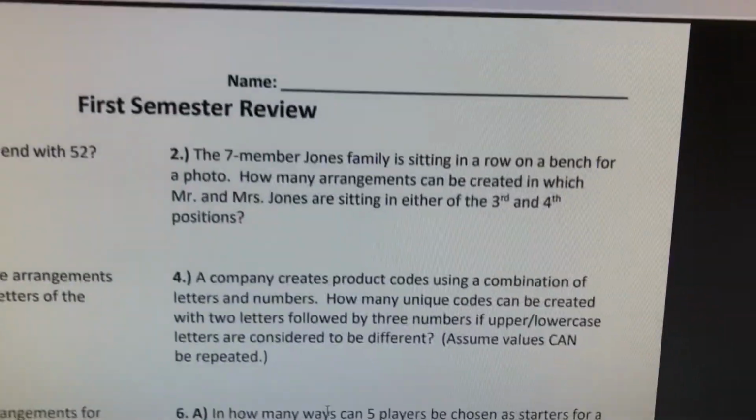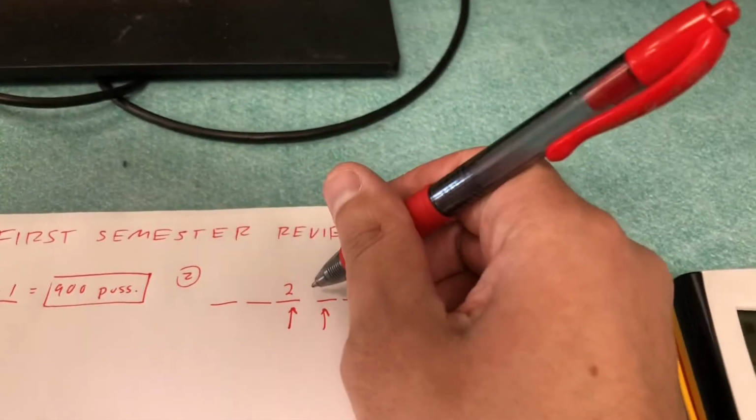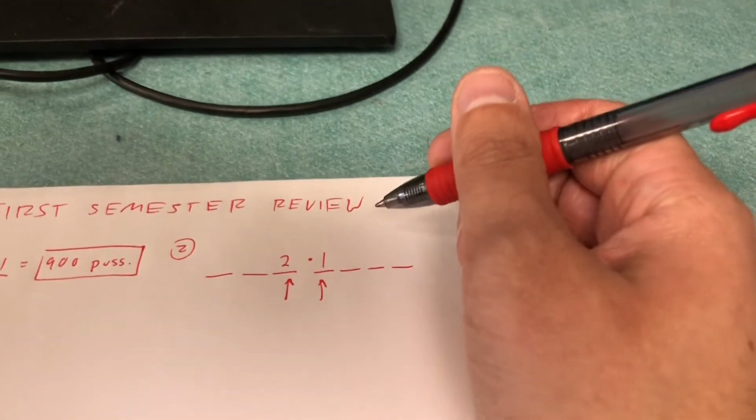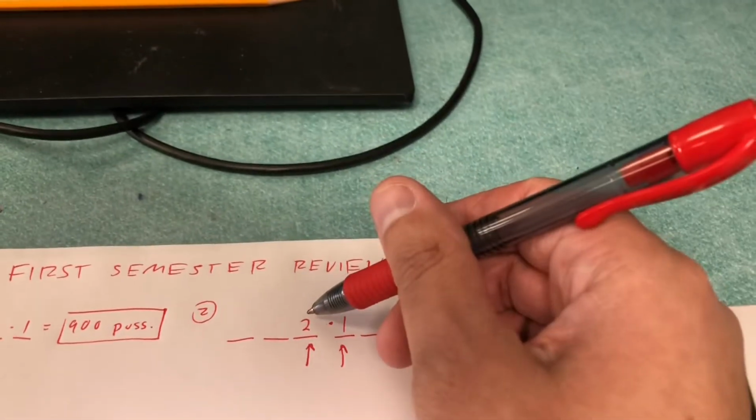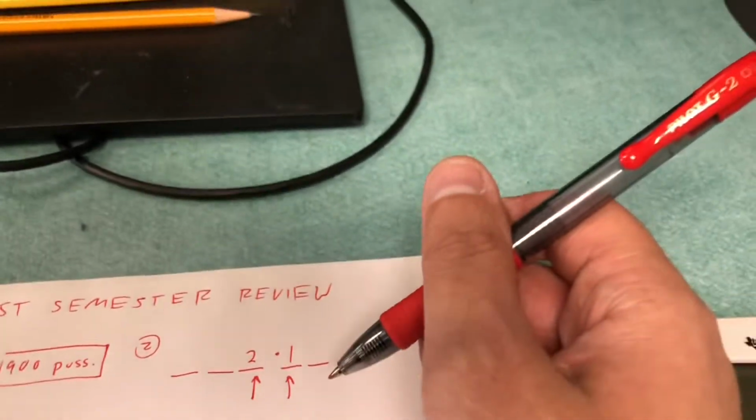Now, there are 2 different people. It can be Mr. or Mrs. Jones sitting in those spots. So we have 2 ways that we could pick one of them to be in a spot, and then you're left with 1 way. So if you think about it, it's either Mr. Jones and Mrs. Jones or Mrs. Jones and Mr. Jones. It's 2 different ways.